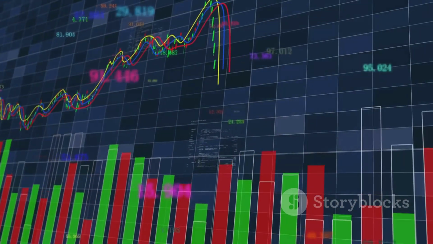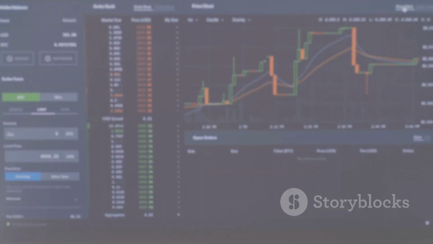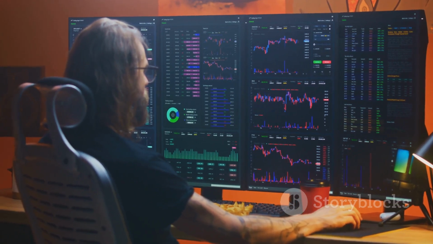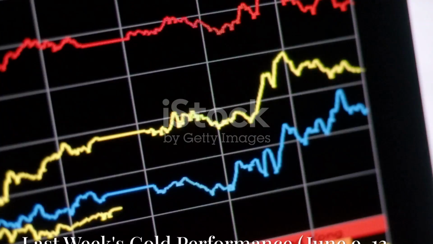Last week presented some compelling moves in the gold market. Today we'll break down those movements using our key technical indicators, stochastic, MACD, and Fibonacci retracement, to identify potential opportunities and challenges for the days ahead.